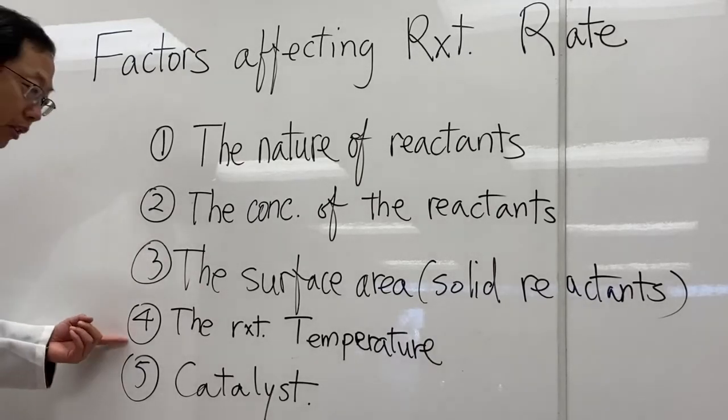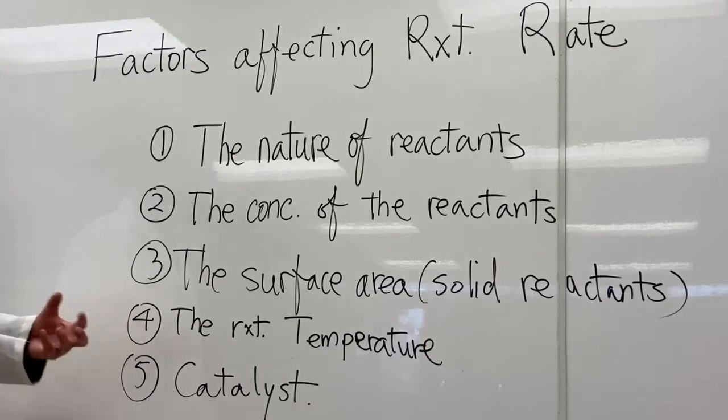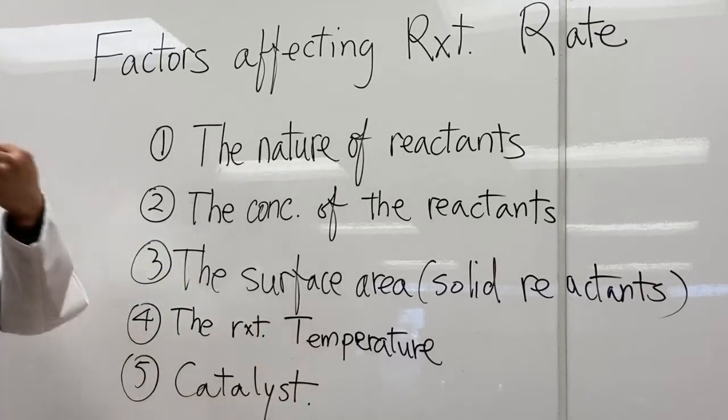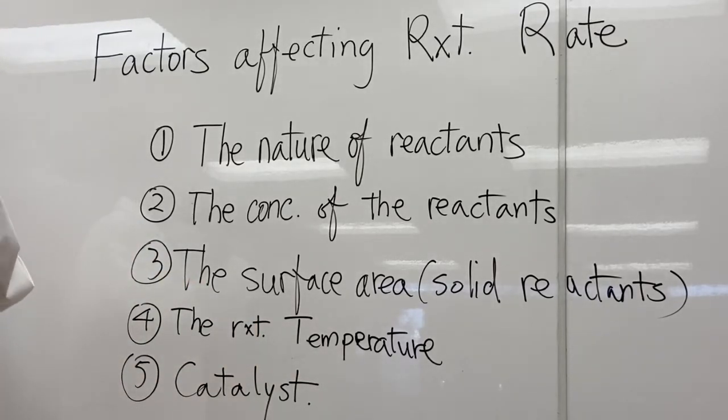Reaction temperature. Now you know that for particles to react, they have to collide. They have to get into contact with each other. When temperature goes higher, particles move faster. When they move faster, they collide more often. They collide harder. Harder collisions can overcome the activation energy, resulting in a faster chemical reaction.